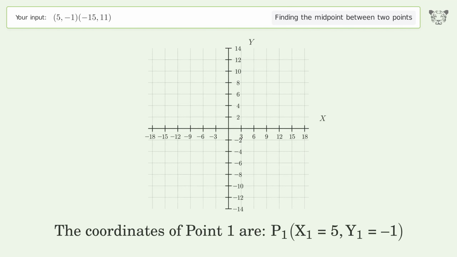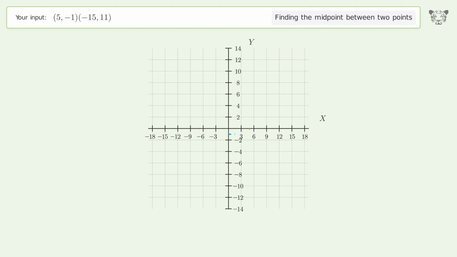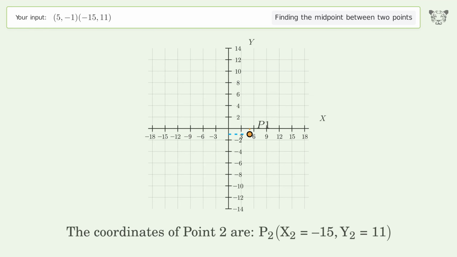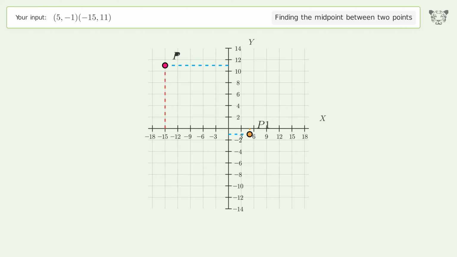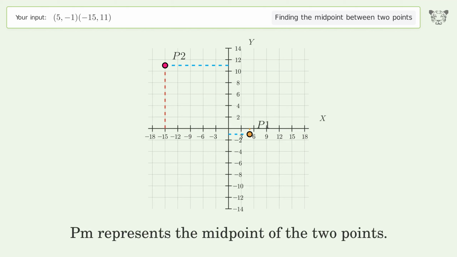The coordinates of point 1 are x1 equals 5, y1 equals -1. The coordinates of point 2 are x2 equals -15, y2 equals 11. PM represents the midpoint of the 2 points.